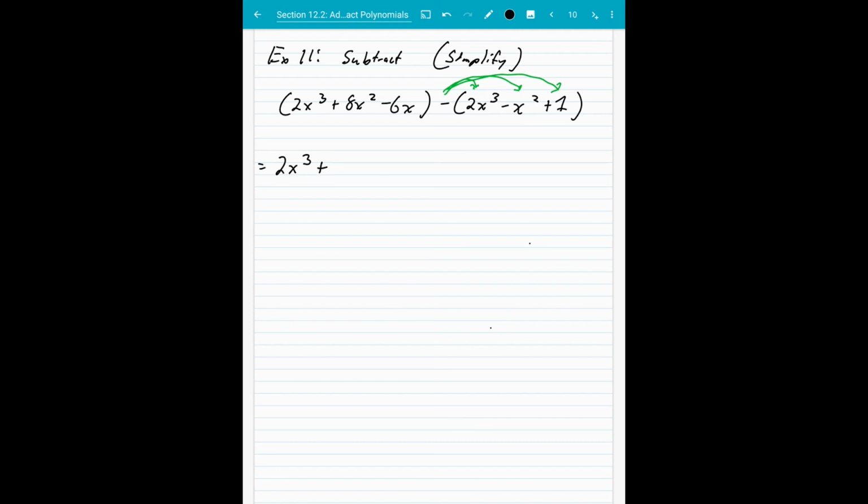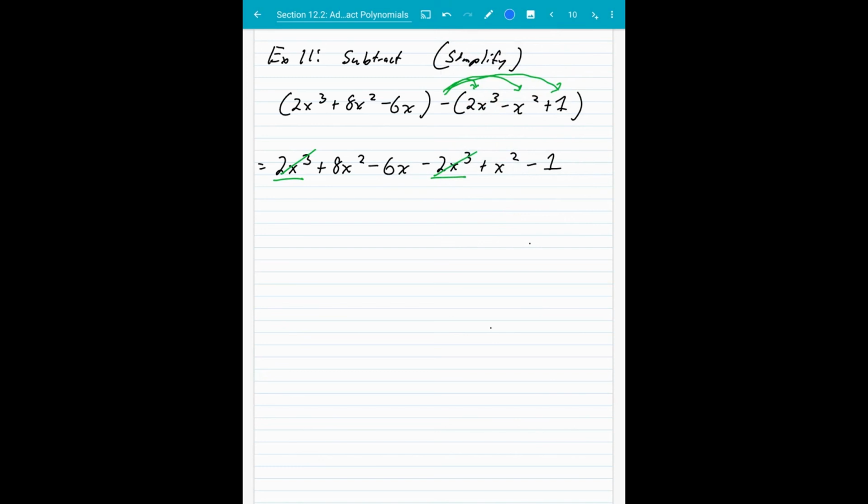2x to the third plus 8x squared minus 6x. Distribute that negative to everything on the right side: it becomes minus 2x to the third plus x squared minus 1. That's the only extra step you've got to do. All of these signs right here are going to end up changing. Now we're back again to what we were just working on. Let's look for x cubes. Got an x cube here, and they happen to be the same thing, -2 and 2. They're opposites, so we can just cross them out.